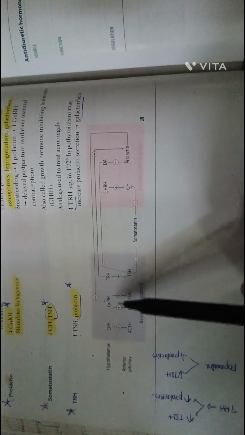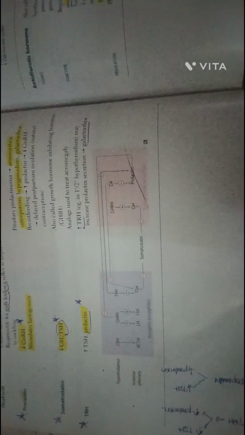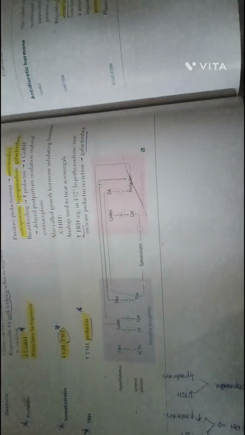Now you know corticotropin releasing hormone stimulates ACTH. Gonadotropin releasing hormone produces LH and FSH, TRH produces TSH, and growth hormone releasing hormone produces growth hormone. Dopamine has an inhibitory action on prolactin. Up to now you know everything. Now, we talked about somatostatin. What's the action of somatostatin? It inhibits growth hormone, and at the same time it also inhibits thyroid stimulating hormone.